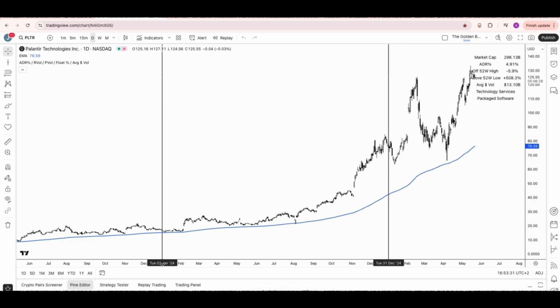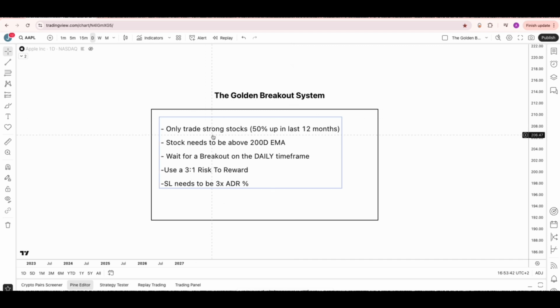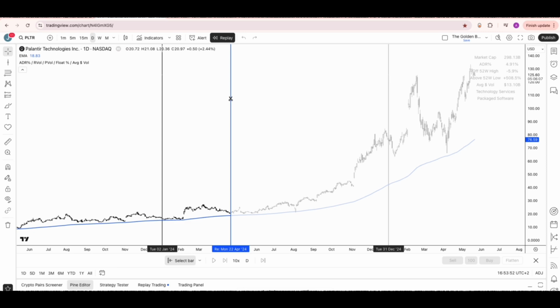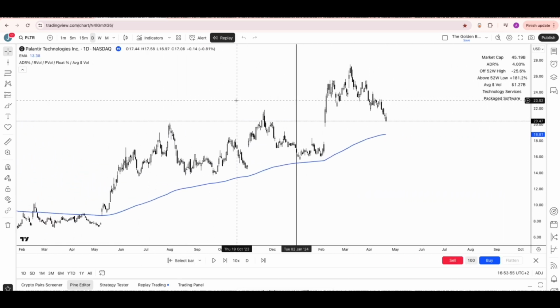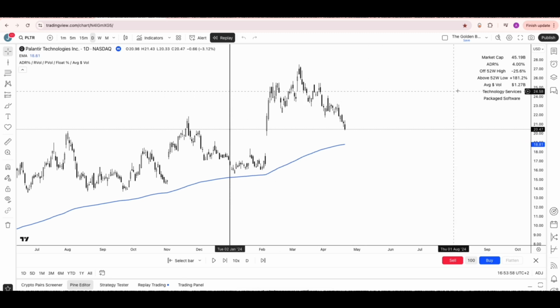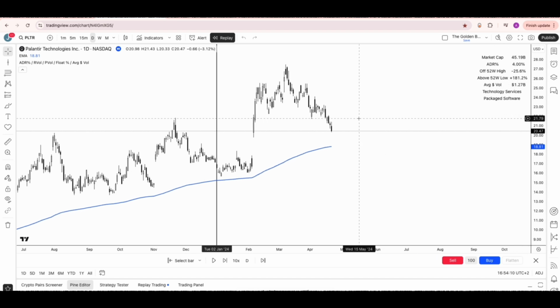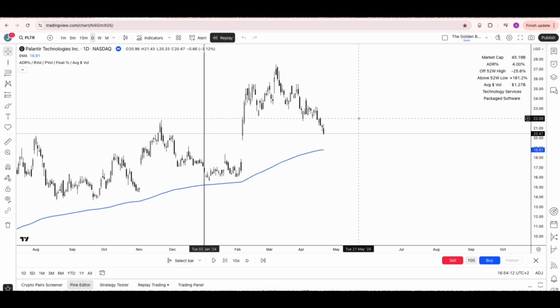I went ahead and marked the start and the end of 2024 because that's the most recent full calendar year that we have. And if we go back to the golden breakout system and look at the first criteria, it says the stock needs to be up 50% or more in the last 12 months. And if we go to this particular moment in 2024 and we analyze, you can see that the stock at this particular point was up 181% above its 52-week low. So in the last 12 months, it's up more than 181%. And this is a perfect example of a stock that we want to trade.